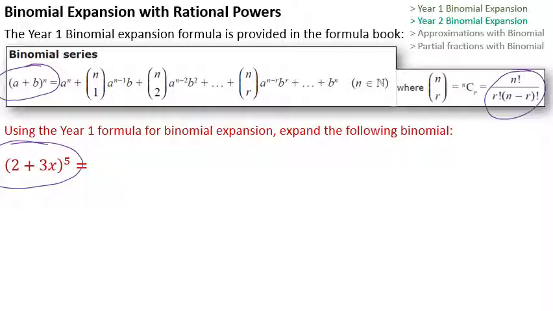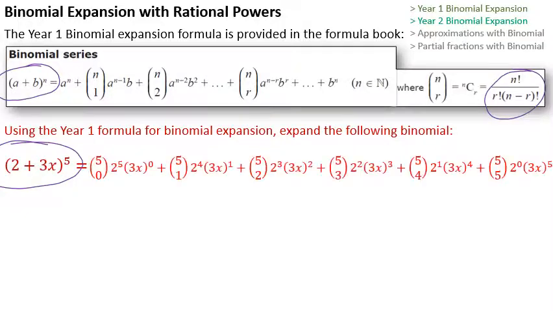So in theory, all we have to do is substitute those things into the formula. Of course, the formula goes on a while. We've got a power of 5, which means there'll be 6 terms, everything from the 0th power of x to the 5th power of x. And it looks like a bit of a beast.